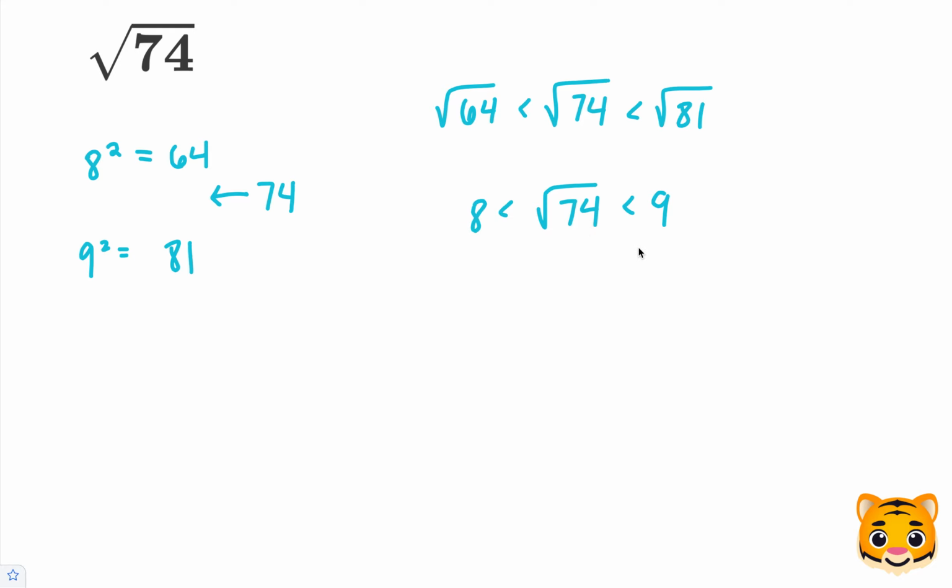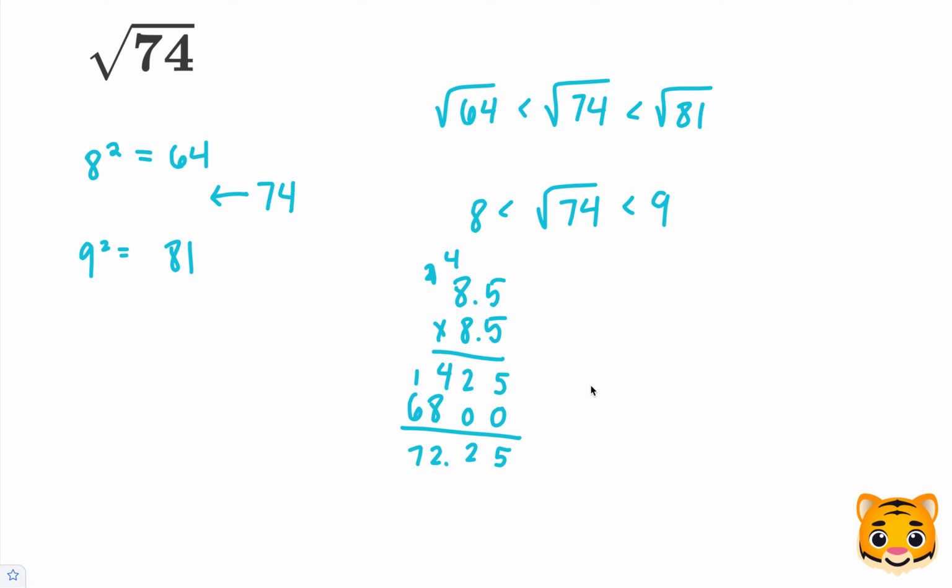To figure out the closest tenths place value to the square root of 74, we can try out values between 8 and 9. Let's start with 8.5. 8.5 times 8.5. 5 times 5 is 25, carry the 2. 8 times 5 is 40, plus 2 is 42. Add the 0 and multiply the 8. 8 times 5 is 40, carry the 4. 8 times 8 is 64, plus 4 is 68. When we add these together, we get 72.25, which is close to 74, but it's a bit smaller.